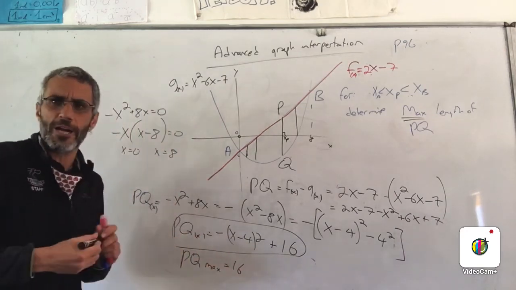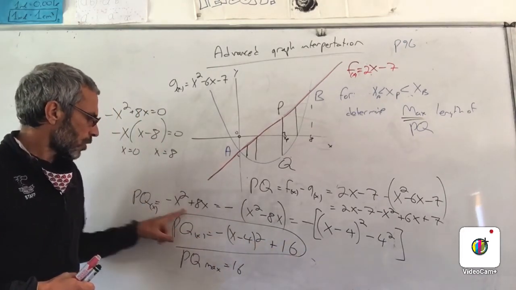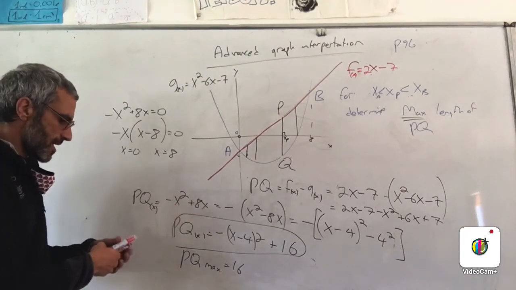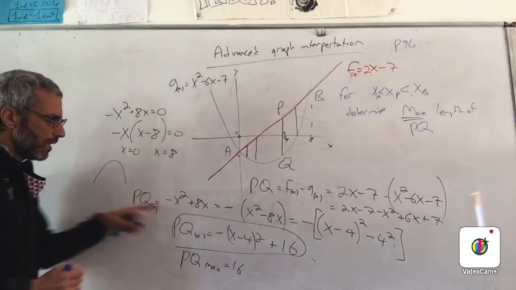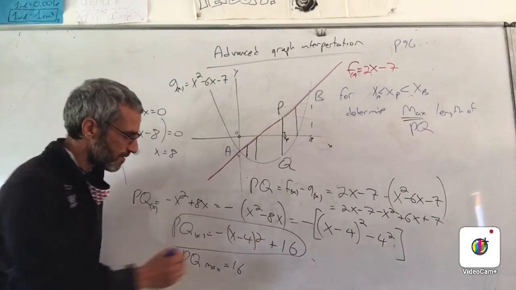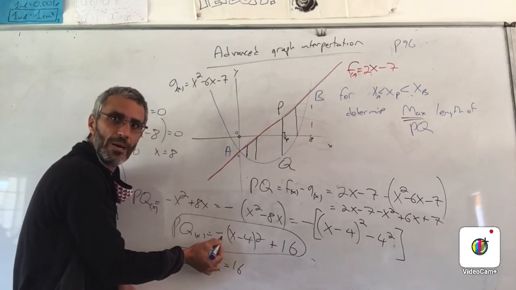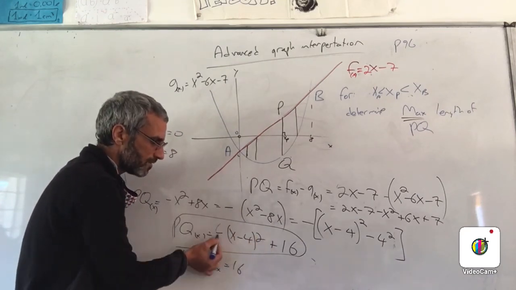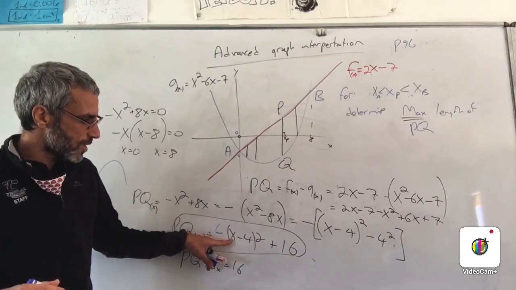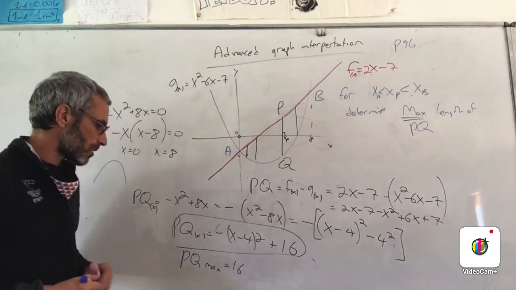I'll quickly remind you, hopefully convince you, that this 16 is the maximum value. This equation, is it a smiley face or a sad face? Sad face, because of that minus. But now this whole term is forever negative. Why is it negative? Because the square of something is always positive, but now I'm slapping a minus on it, so this thing is always negative. So the highest that it can be is 0. So when x equals 4, this whole thing is 0. That's the highest it can be. The maximum that PQ can be is 16.